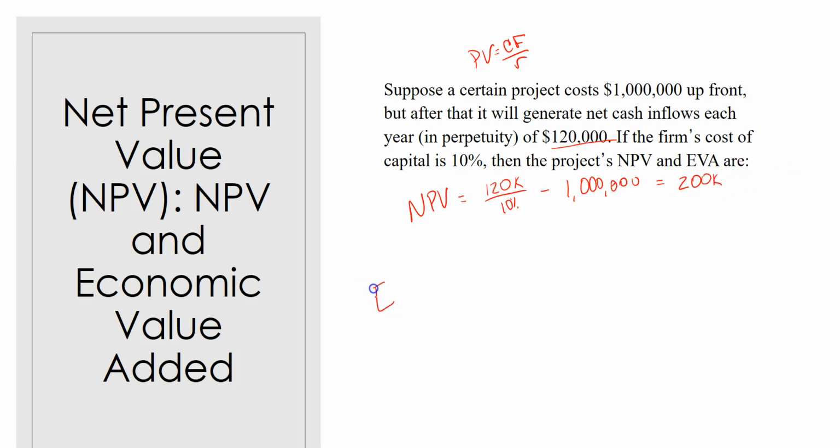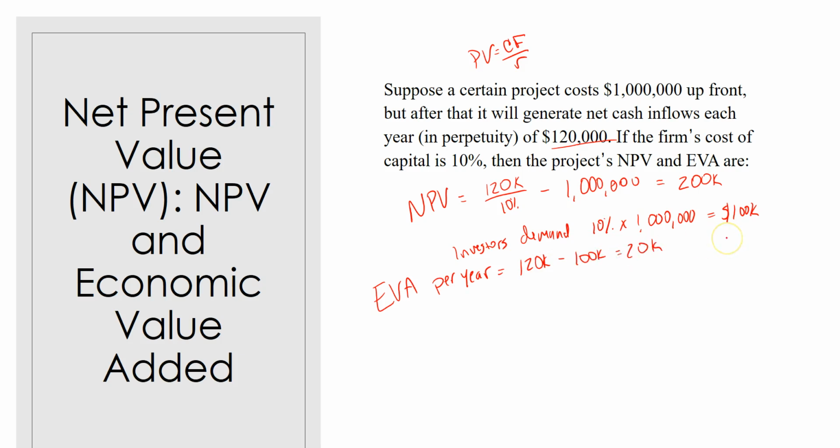Now economic value added is going to get you the same answer. It's just going to come about it a different way. So the economic value added per year is what we're going to look at. So if this project costs $1 million and our investors demand a 10% return on their investment, then investors demand 10% times $1 million or $100,000 return on their investment. So the project is bringing in 120,000. Investors are demanding 100,000. So it's bringing in $20,000 per year.